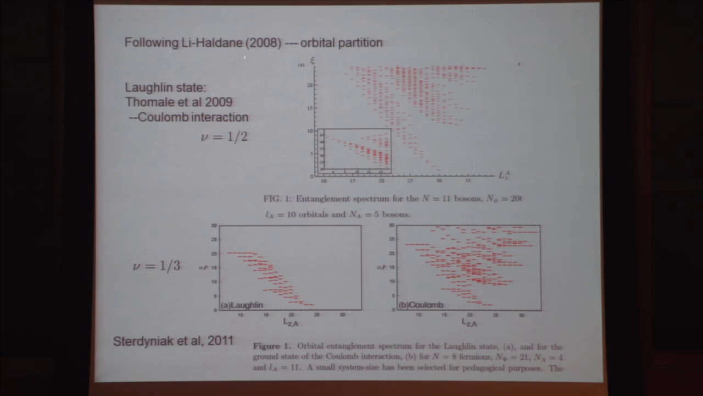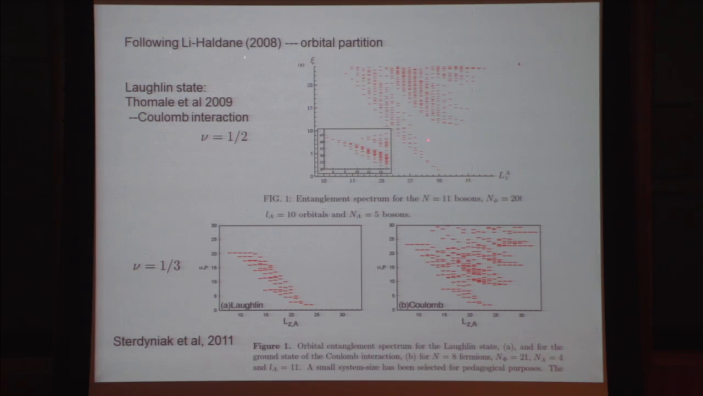So now, following Li and Haldane, we'll look at orbital partition. Here are some results, not actually theirs, but from some other papers that I used, though it's the same form. What they found, plotted versus L_Z, is that because of the way we've set it up, the pseudo-energies tend to increase going from right to left. So that's the way it's plotted.